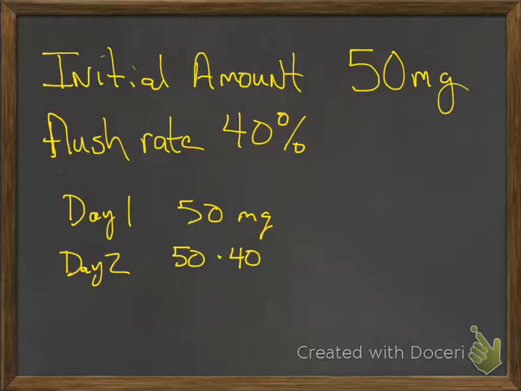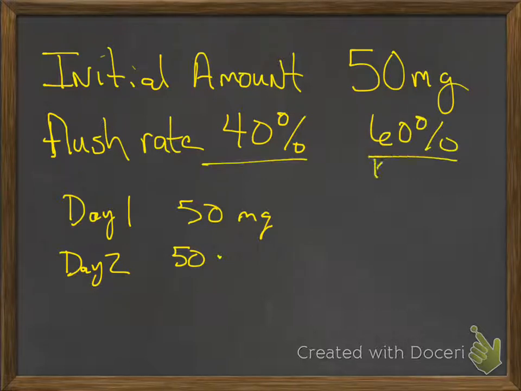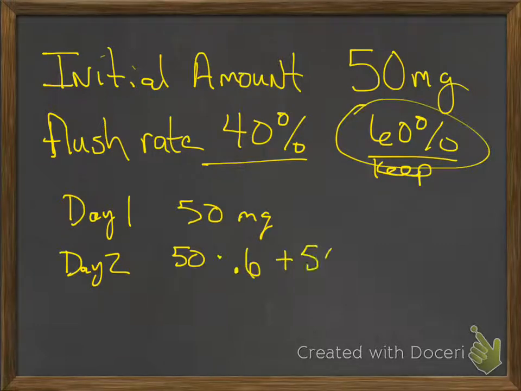Okay, not that there's 40%, but okay, look. If I say I flush out 40%, that means I get to keep 60%. So flush out, but this is what stays in my system. I shouldn't really say keep. So this is what should multiply the 50. Change that to a decimal, of course. But then I'll take another 50 milligrams.